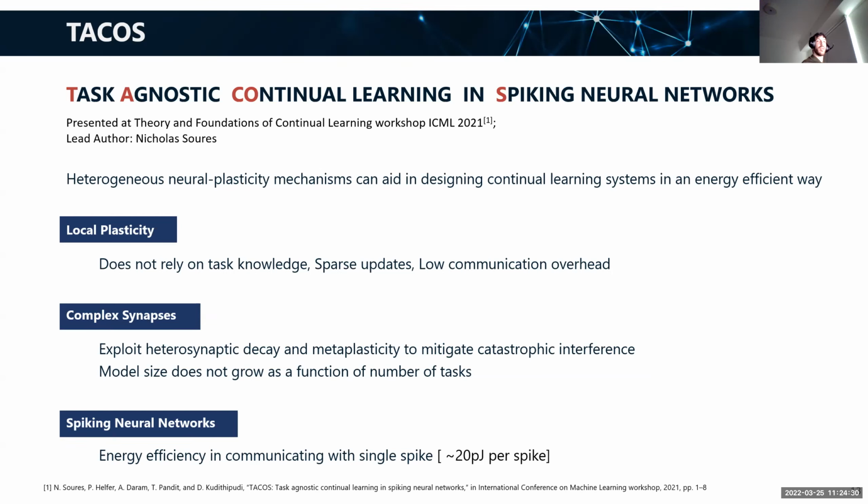Utilizing complex synapses, we have heterosynaptic decay, metaplasticity, consolidation, and their role when working together to mitigate catastrophic interference rather than just by themselves. And these models don't grow as a function of the number of tasks. So yes, there's overhead when you're introducing these multiplasticity mechanisms, but it's not growing, which is important, because with many models you're going to need to add resources over time. And that's something we want to avoid.